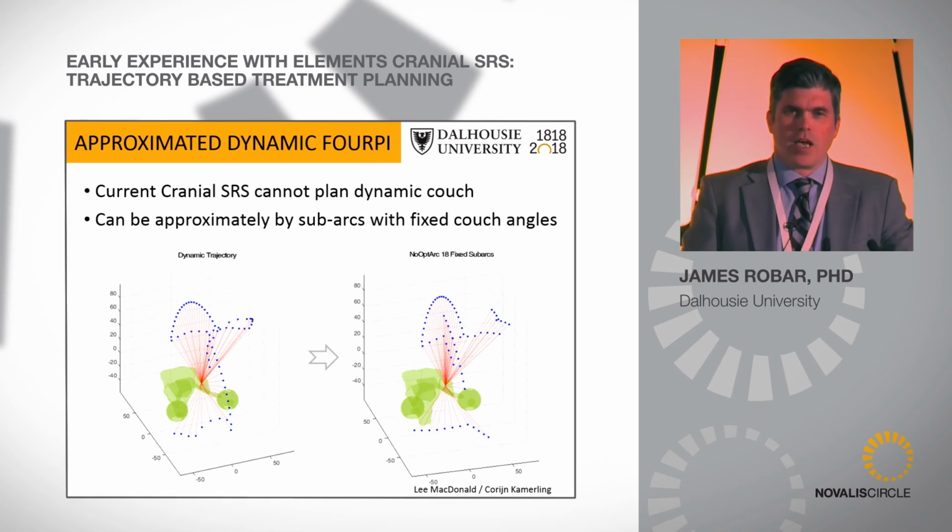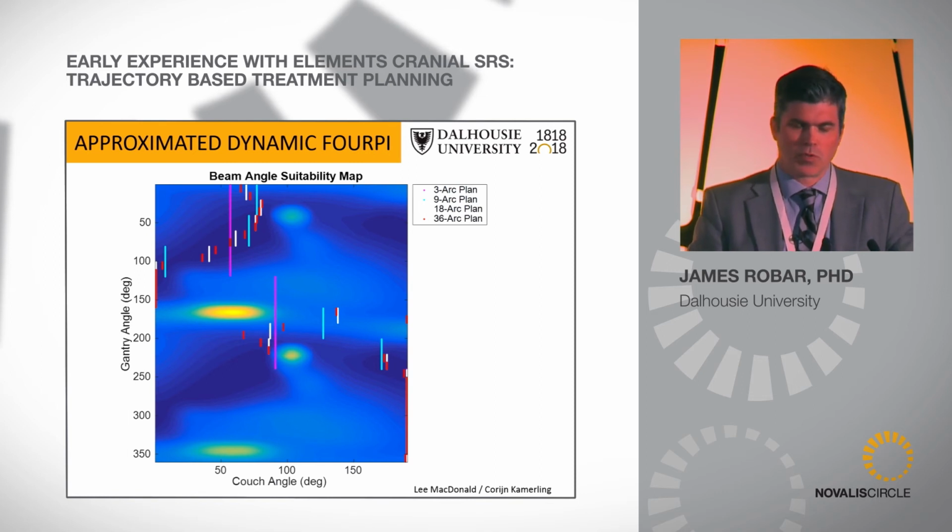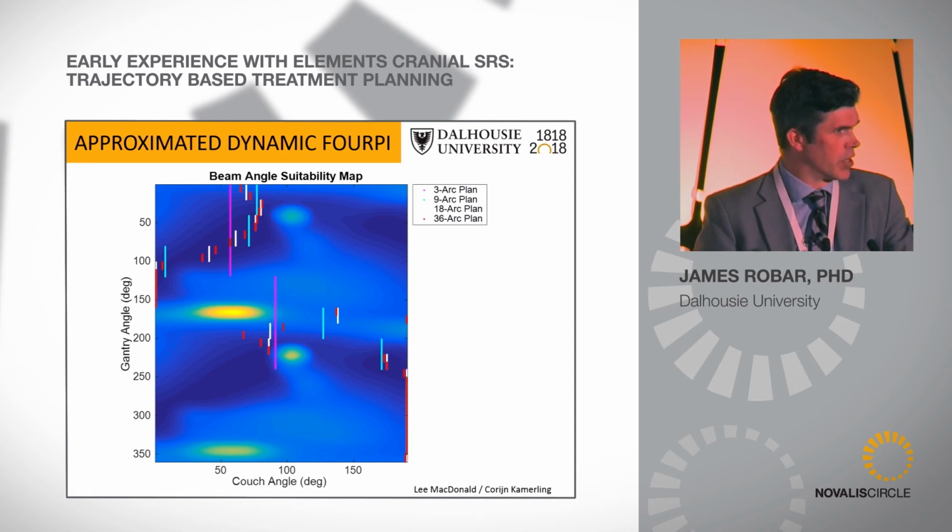And so if you can imagine a smooth trajectory moving through that overlap map, we can approximate that by a number of fixed couch deliveries. And we wanted to know how does the resolution of that approximation affect the result? So you can see in the pink lines, we have a very coarse approximation with 3 couch angles, and we move all the way up to 36 separate arcs, which in concept could be planned automatically and delivered automatically.